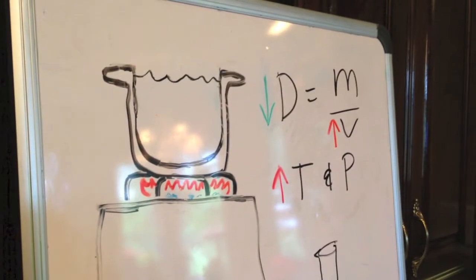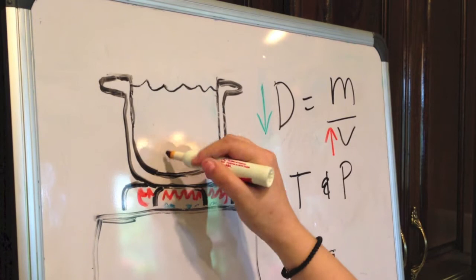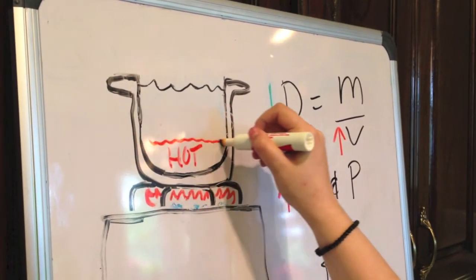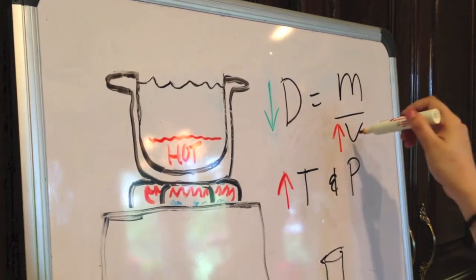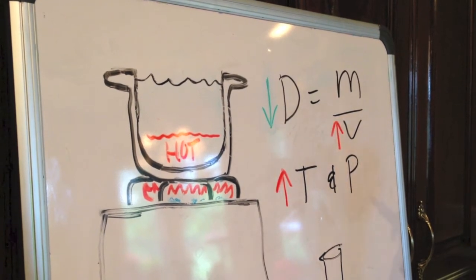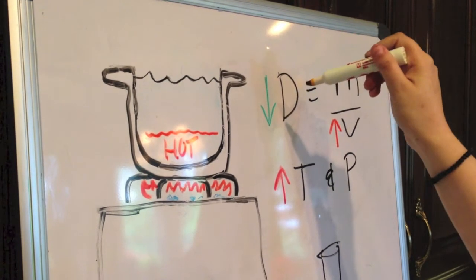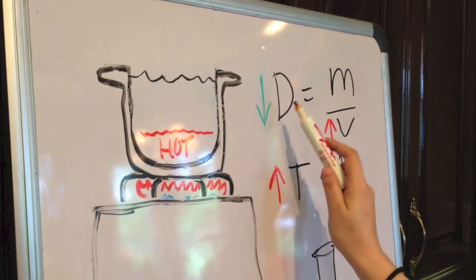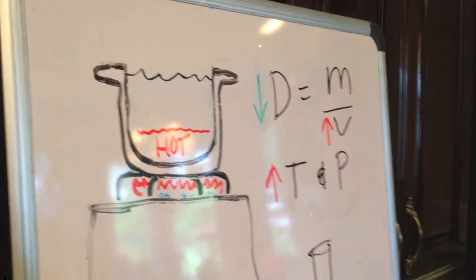So you'll see that as the water near the bottom gets hot, it expands. In other words, it increases in volume. This, as it expands, causes it to decrease in density. So what you have is hot water that's becoming less dense than the unheated water on top of it.